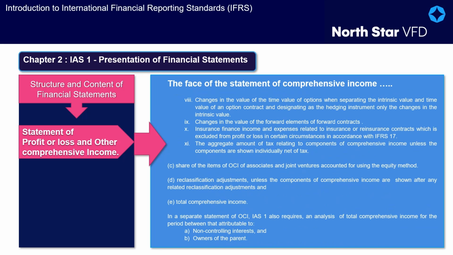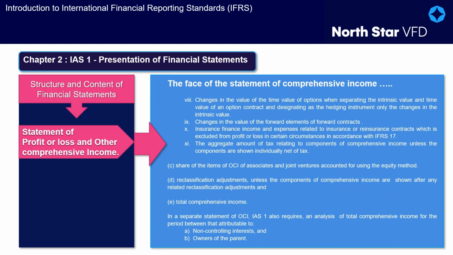C. Share of the items of other comprehensive income of associates and joint ventures accounted for using the equity method. D. Reclassification adjustments, unless the components of comprehensive income are shown after any related reclassification adjustments, and E. Total comprehensive income. In a separate statement of other comprehensive income, IAS 1 also requires an analysis of total comprehensive income for the period between that attributable to non-controlling interests and owners of the parent.